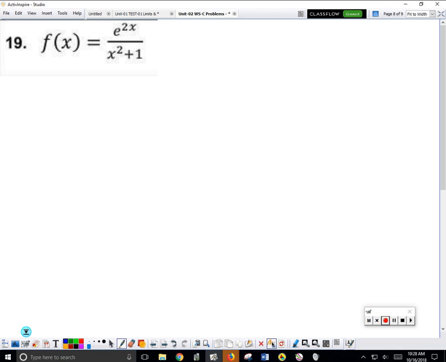X squared. Okay, so then once I pull it out, all I have is an x on this side. So I've got x squared plus 1 on that side, and then on this side I have to combine that to get.